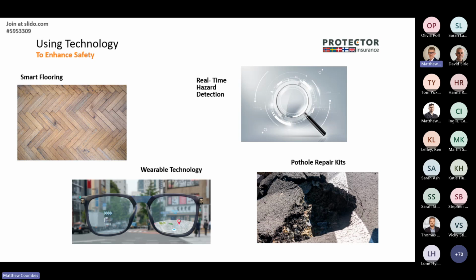Then the third one up there on the slide is real-time hazard detection systems, which are becoming more and more common. These systems use sensors and cameras to monitor the workplace for potential hazards, such as your usual spills or any debris on the floor. And then when that hazard is detected, the system can automatically alert the relevant personnel working in or around that area, or even trigger corrective actions such as closing off an area until it can be cleaned.